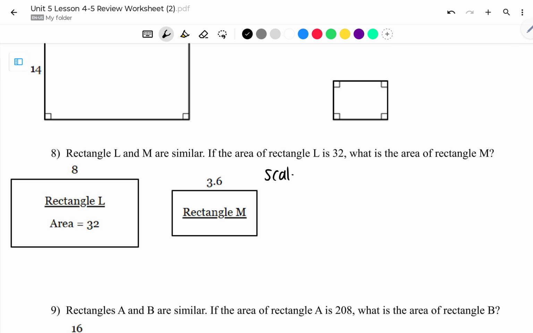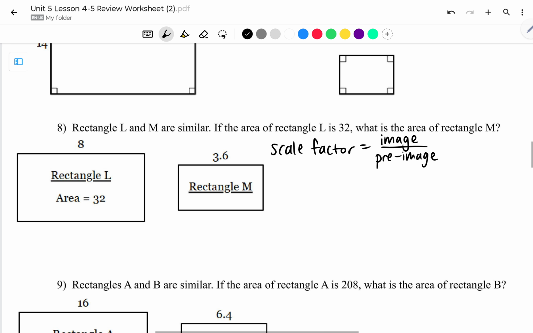Scale factor. Where is our scale factor? Right? How do you find the scale factor between two similar figures? Again, this is stuff that we learned previously. So we just have to remember that the scale factor was the image over the pre-image. Right? You pick a side from the image and you have to pick a corresponding side, a matching side from the pre-image. And then we're going to use that as our scale factor, right? The ratio of sides. So between these two, now you got to ask yourself which one's the image, which one's the pre-image.